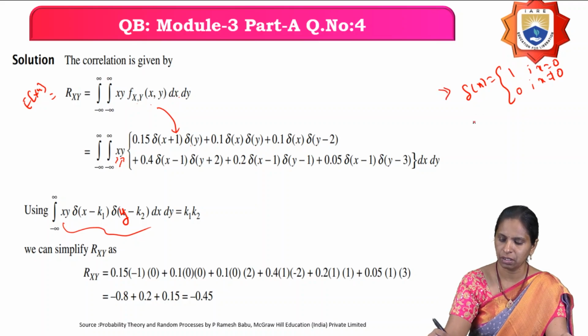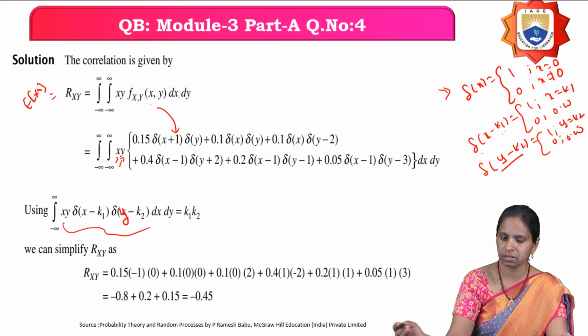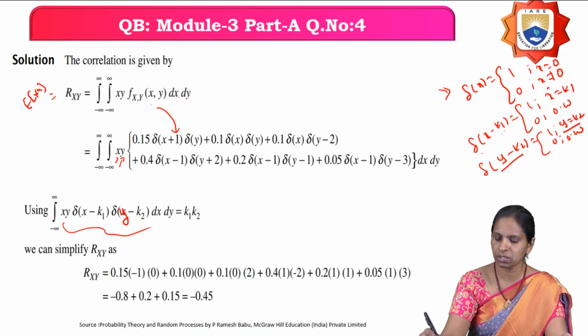This is the definition of the unit impulse function. Then what is del of x minus k1? It is 1 when x equals k1, so del of 0 is 1, and it is 0 for other values of x. Similarly, del of y minus k2 is 1 when y equals k2 and 0 otherwise. So it is defined only at one value.